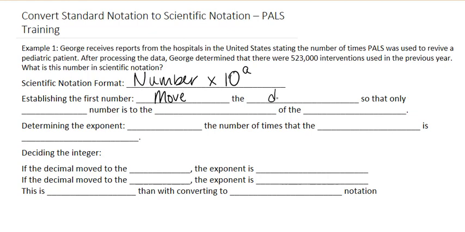the decimal so that only one number is to the left of the decimal. Determining the exponent, count the number of times that the decimal is moved.